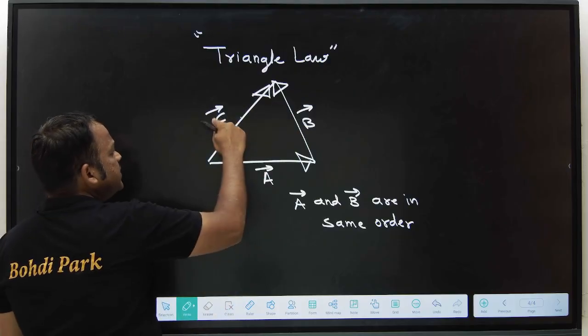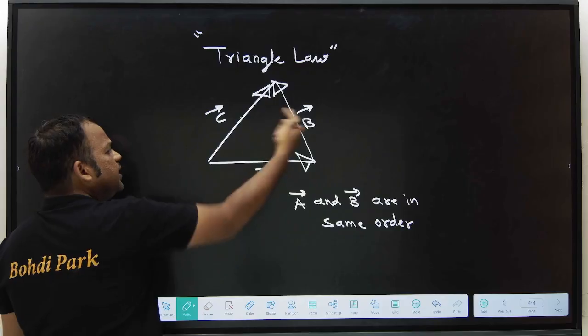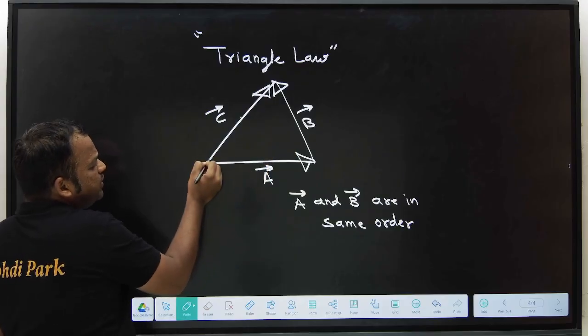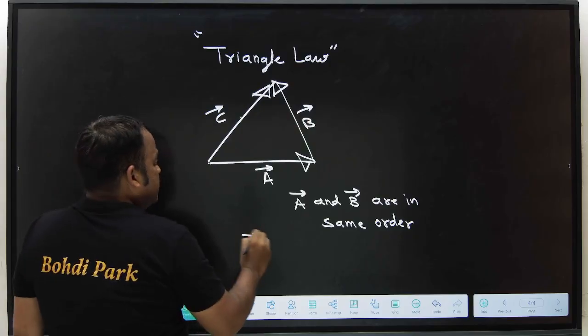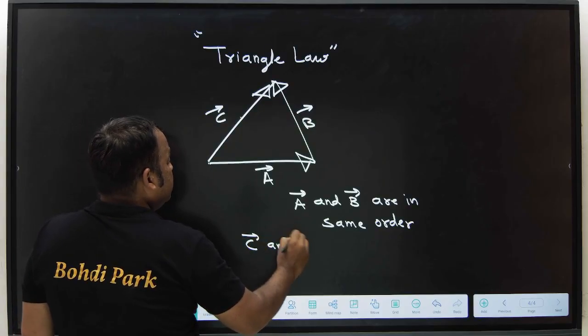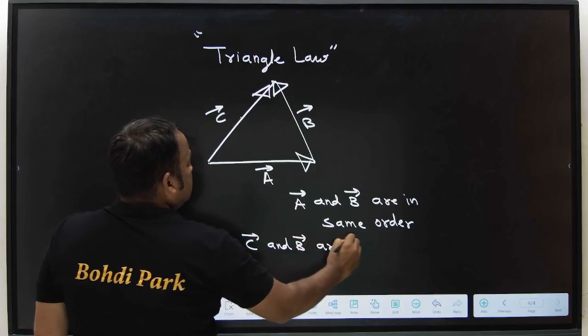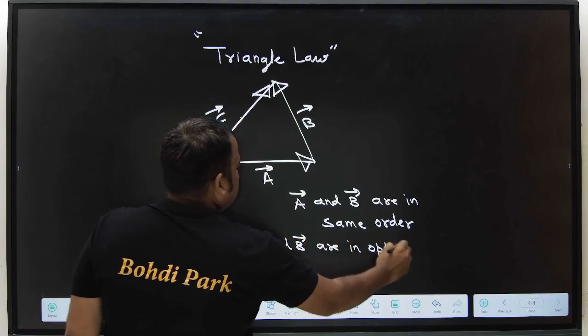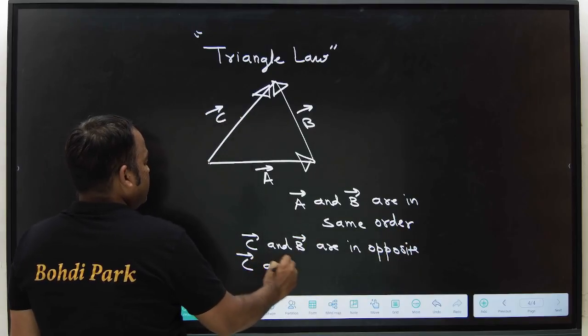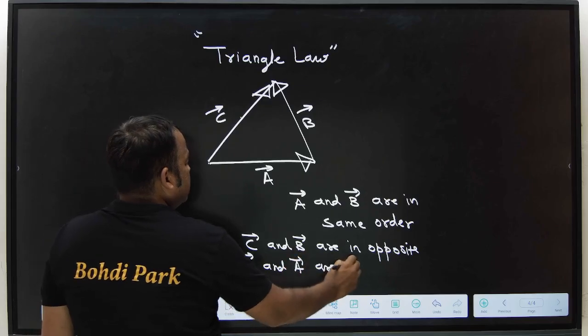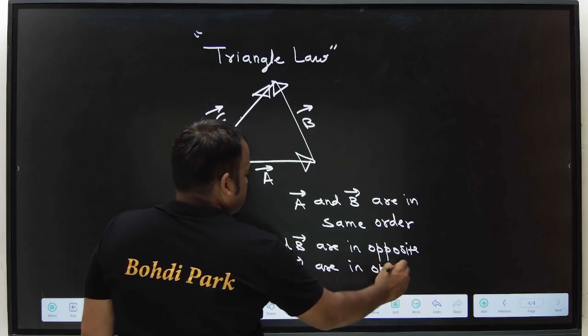So we can say C is in opposite order to both A and B, because for C and A, the tails are coinciding, so they are also in opposite order. So C vector and B vector are in opposite order, and C vector and A vector are in opposite order.